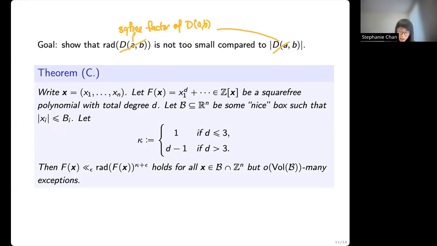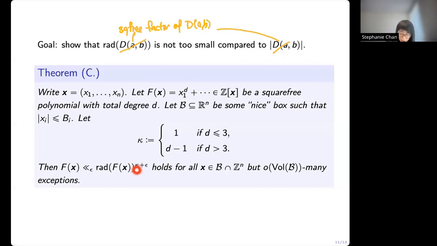Then within this box, the value of the polynomial is bounded above by some constant times the radical of the polynomial to some exponent here. And this holds for almost all points in this nice box. There are some exceptions, but this exceptional set tends to zero as the box grows larger.